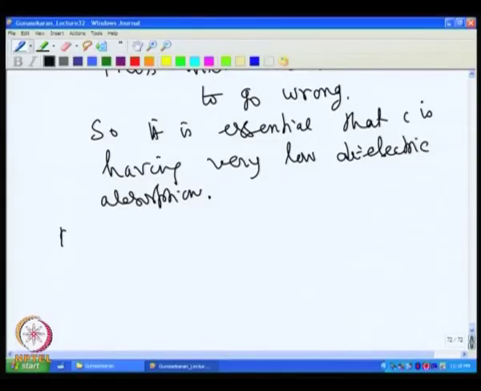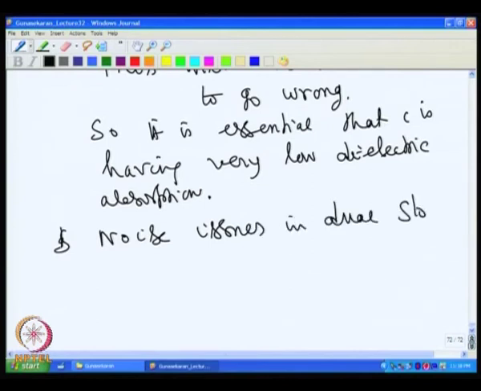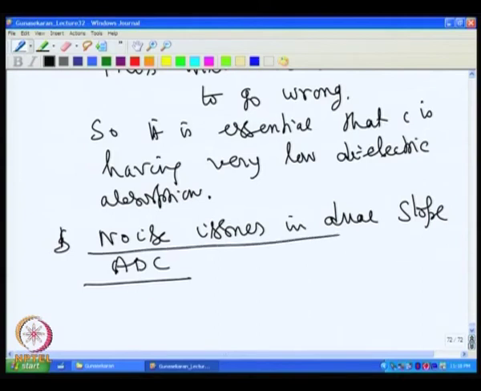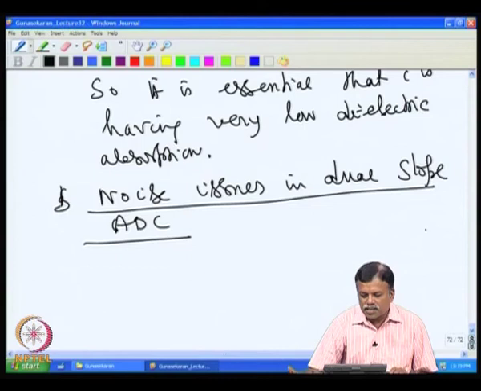The other main advantage of the dual slope ADC converter is that it is not sensitive to noise. We discuss noise issues in the dual slope converter. The dual slope converter is not sensitive to external noise.